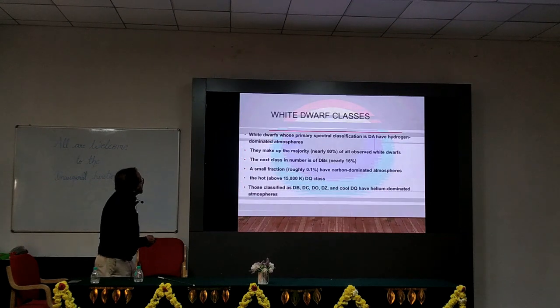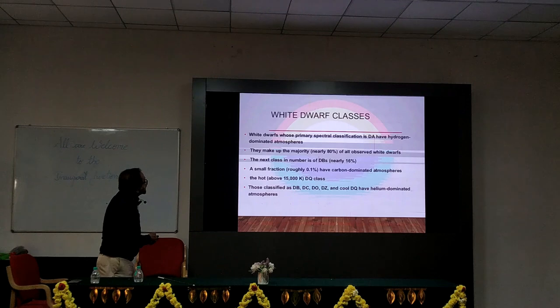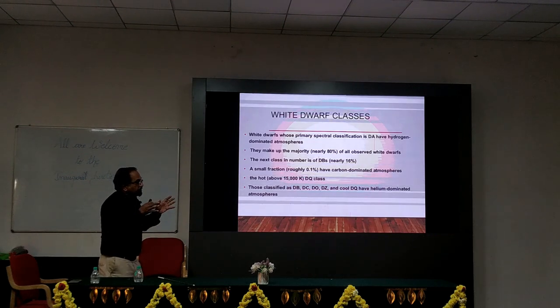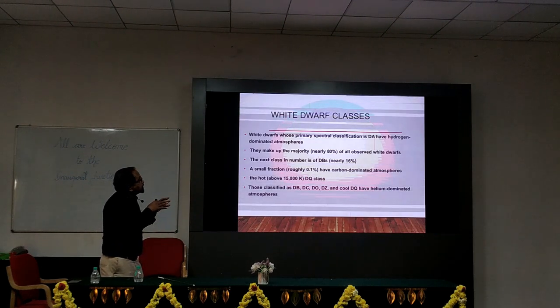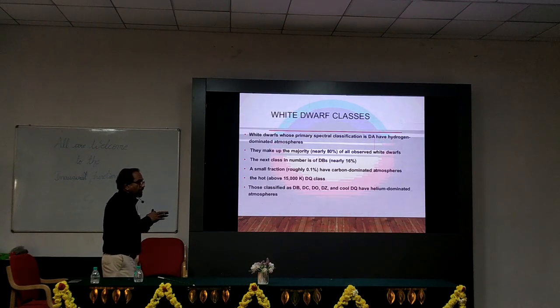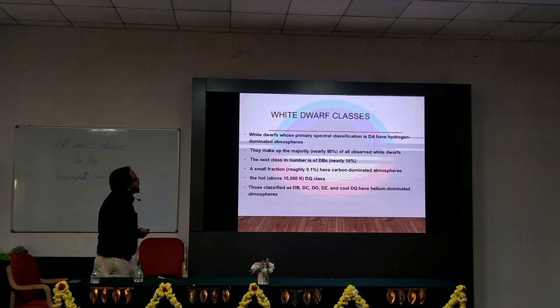The majority of them happen to be DA stars, and DB are also there, and a very small fraction are other stars with carbon dominated atmospheres. That means only hydrogen is there most of the time on the surface of white dwarfs, and a little bit of them have helium. So it is a big puzzle how helium is there in the atmosphere of white dwarfs.